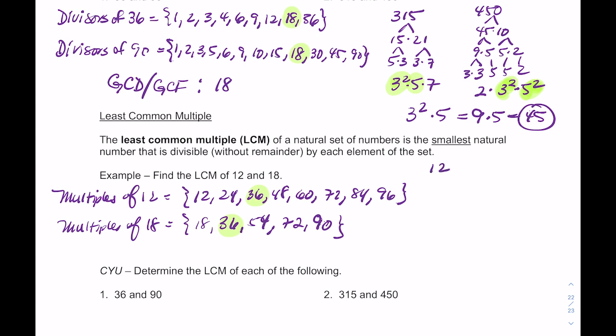So let's look at that. If I make a factor tree for 12, I could maybe express it like this: 4 times 3. 4 breaks down into 2 times 2. Then I'm just going to carry that 3 down. They're all primes, so we can stop there. That would be 2 squared times 3. And then for 18, what I'm going to do is 9 times 2. 9 breaks down into 3 times 3. I'm going to bring that 2 down, so this would be 2 times 3 squared.